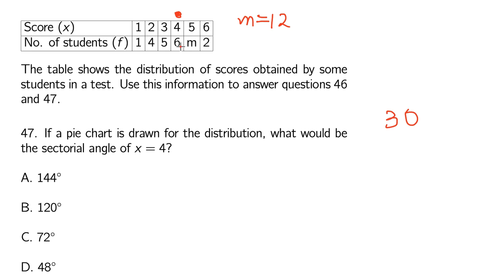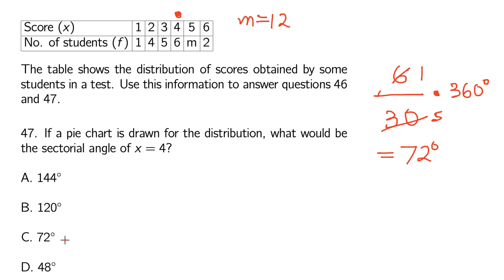That's 30. And then we want to find the sectorial angle that corresponds to a score of 4. We know that 6 students obtained a score of 4. So 6 over 30, we multiply that by the total measure of angles in a circle, which is 360 degrees. So 6 over 30 is what? 1 over 5. What is 360 over 5?